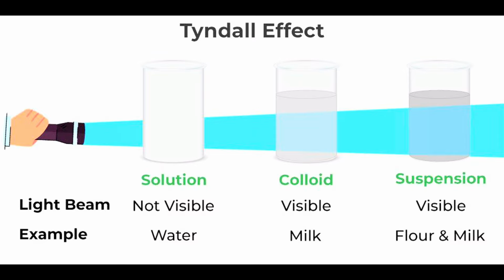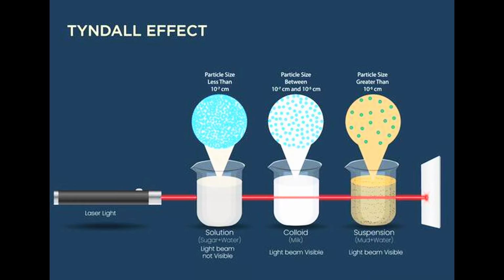In simple terms, when light passes through a colloid, particles scatter the light and reveal the beam's pathway. But when light passes through a true solution, the light path is invisible. So, why does this happen? It all comes down to particle size.